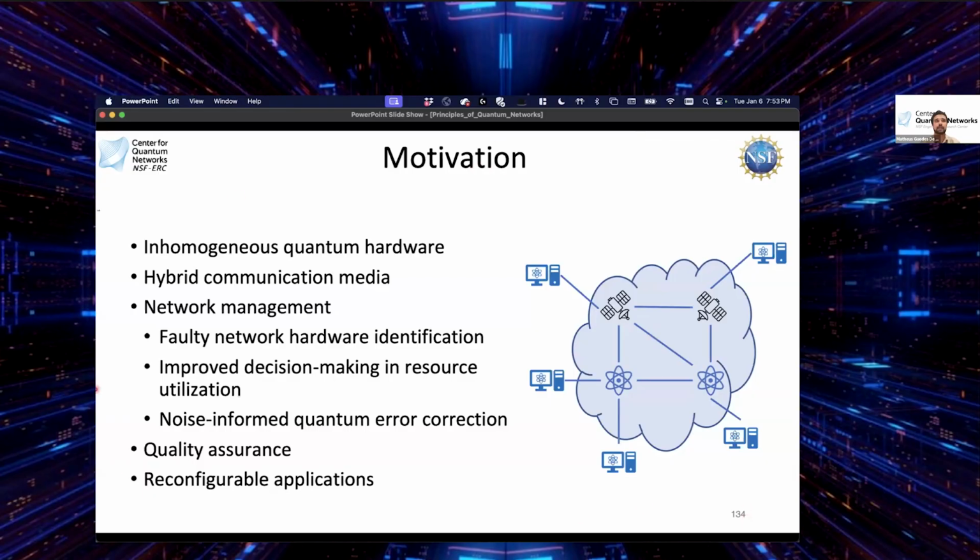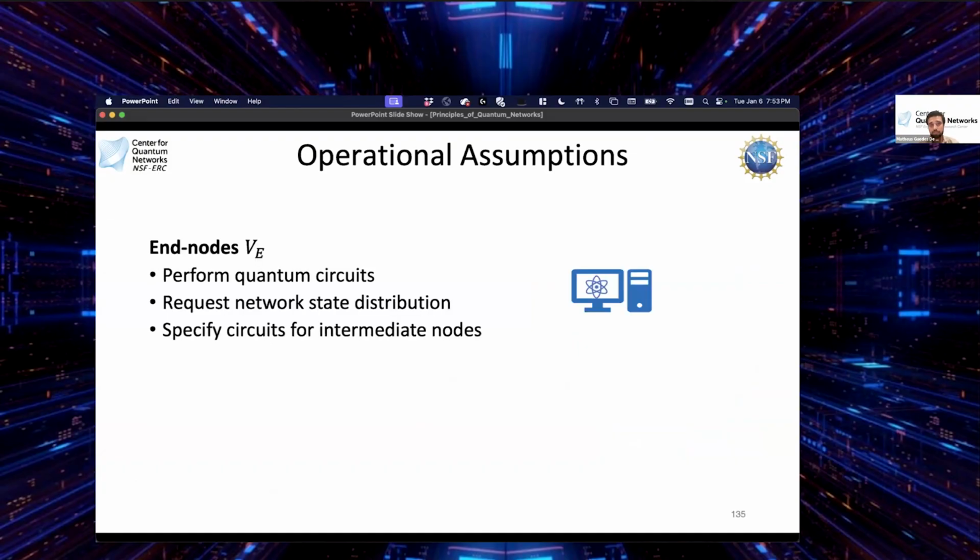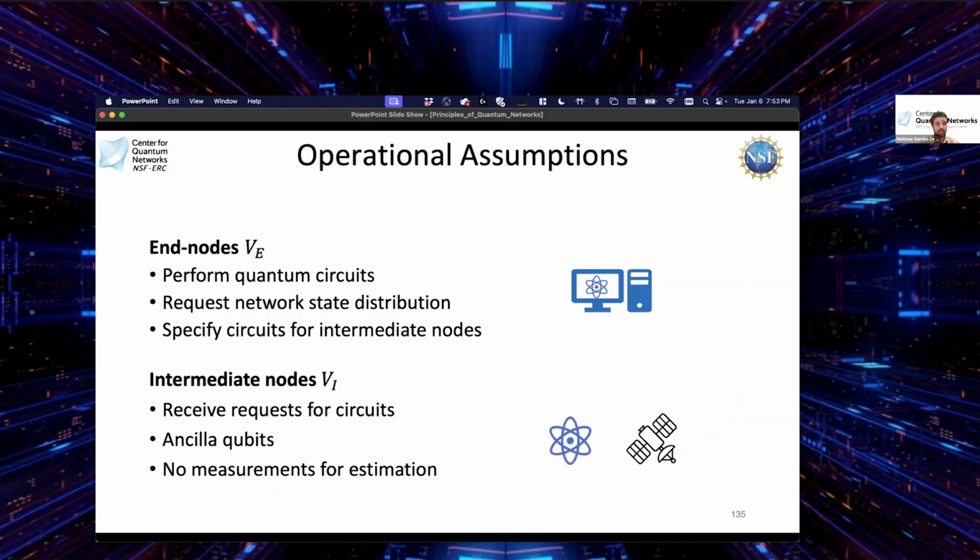Okay, so let's proceed. Let's again take just a quick look at our operational assumptions. We have end nodes, and essentially what the end nodes are doing is using the network to generate end-to-end entangled states. And we have intermediate nodes that are receiving requests for circuits to be distributed. They have access to installed qubits, but they really cannot be used to do direct measurements for estimation, meaning an intermediate node cannot simply measure a qubit for you and give you the answer, so that you do estimation on the channels that are interconnecting that node to the rest of the network.